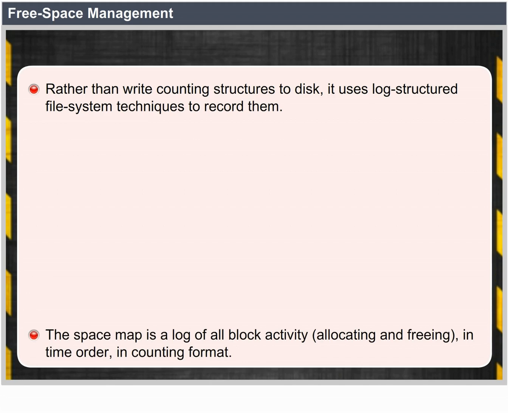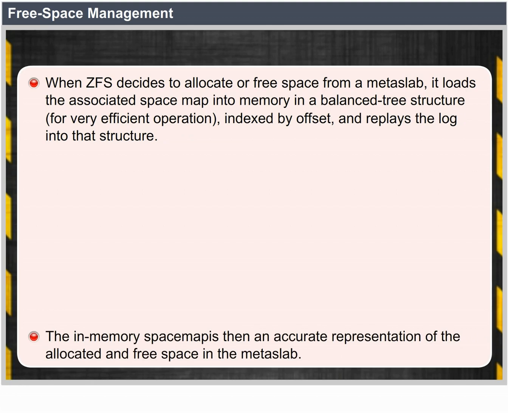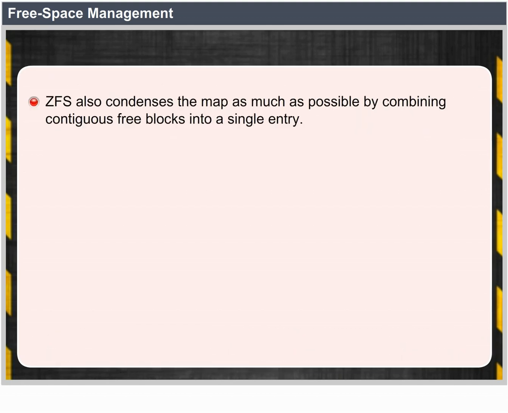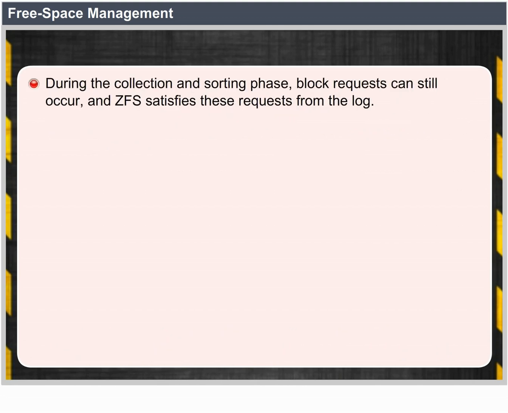When ZFS decides to allocate or free space from a metaslab, it loads the associated space map into memory in a balanced tree structure for very efficient operation, indexed by offset, and replays the log into that structure. The in-memory space map is then an accurate representation of the allocated and free space in the metaslab. ZFS also condenses the maps as much as possible by combining contiguous free blocks into a single entry. Finally, the free space list is updated on disk as part of the transaction-oriented operations of ZFS. During the collection and sorting phase, block requests can still occur, and ZFS satisfies these requests from the log. In essence, the log plus the balanced tree is the free list.